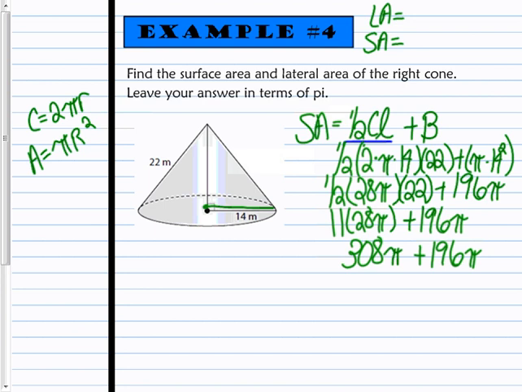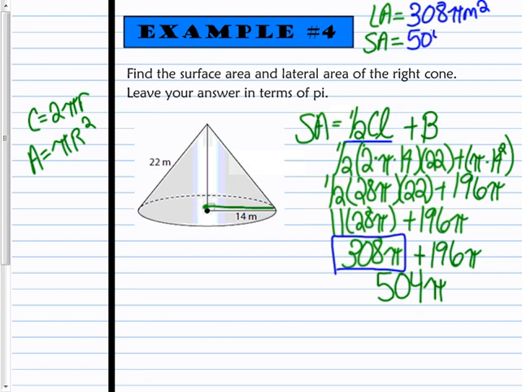My lateral area is not the base. This is my lateral area. So I'm going to come up here where I already wrote it. Lateral area is 308 pi meters squared. Now I can keep going. 308 pi plus 196 pi is 504 pi. So my surface area, I have to add the base, is 504 pi meters squared. And if they wanted that to a decimal point, you would simply multiply 308 by pi or 504 by pi.